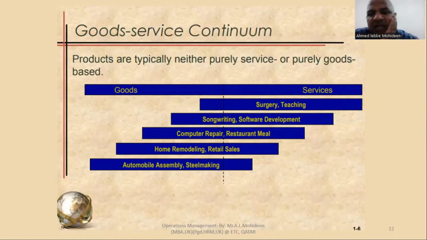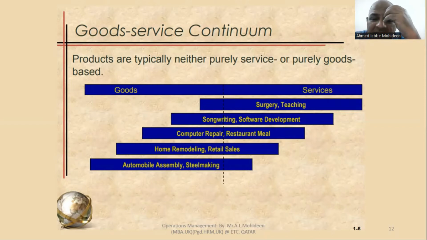If you take the goods and service operations, currently the operations are mostly focused on goods, not services. Can you see? Automobile assembly, steel, home remodeling, computer repairing, songwriting, software development. Some are 50-50. But if you go for surgery, teaching, these are totally service. Some are totally goods. The car, automobile assembly, is a good. But teaching and health services are totally service.